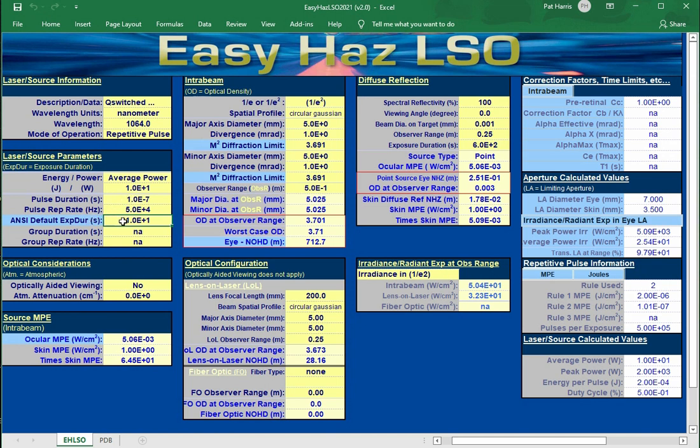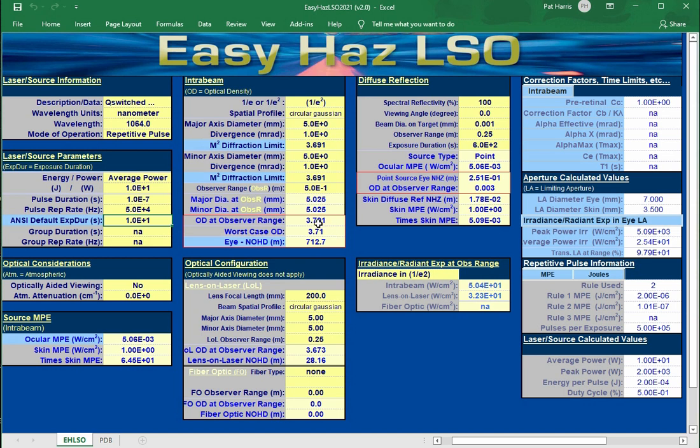The exposure duration is the ANSI default, which is 10 seconds for an unintentional or accidental exposure to a near IR wavelength. We have a beam diameter at waist of 5 millimeters, divergence of 1 milliradian, 1 over e squared, circular Gaussian. Set our observer range at a half a meter. That gives us an OD at observer range of 3.7.